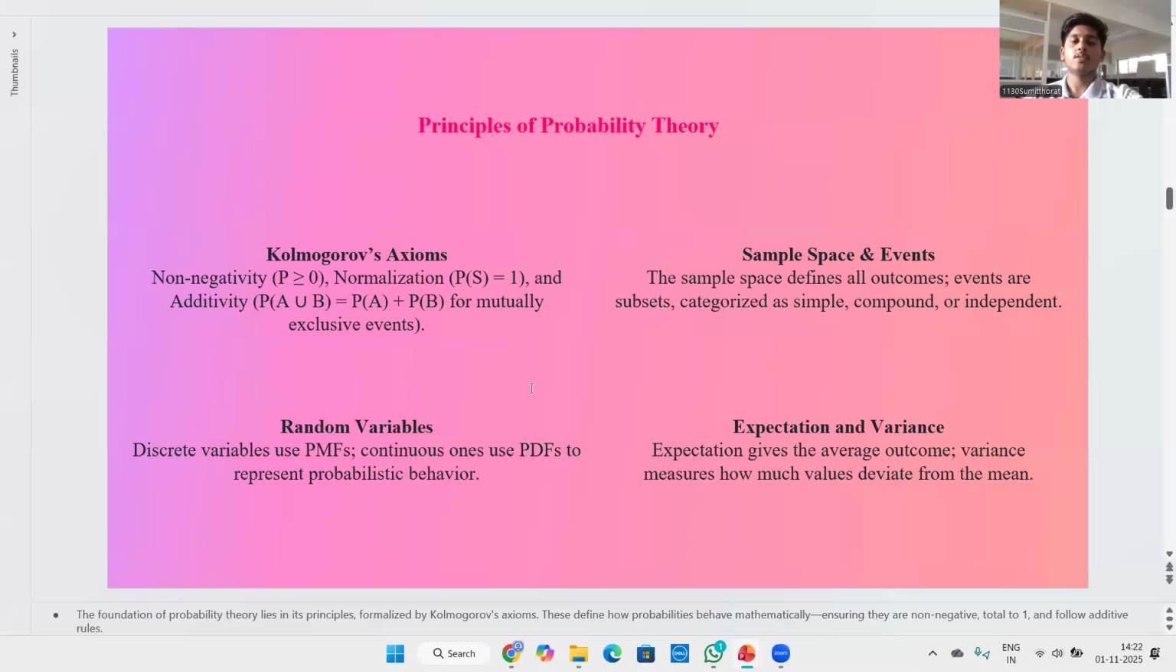Next, we see the principles of probability theory. The principles of probability theory are based on Kolmogorov's axioms. Non-negativity: probability values are never negative. Additivity: for multiple mutually exclusive events, probabilities simply add. These rules ensure every calculation is mathematically consistent. Without these principles, probability would lack structure for prediction. They are the base of every probabilistic model used in AI and statistics.